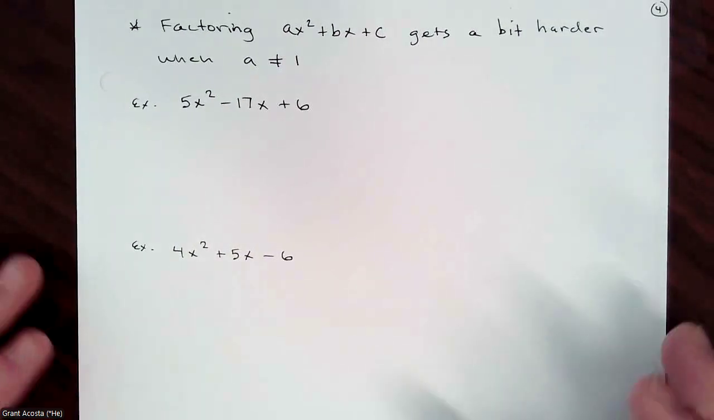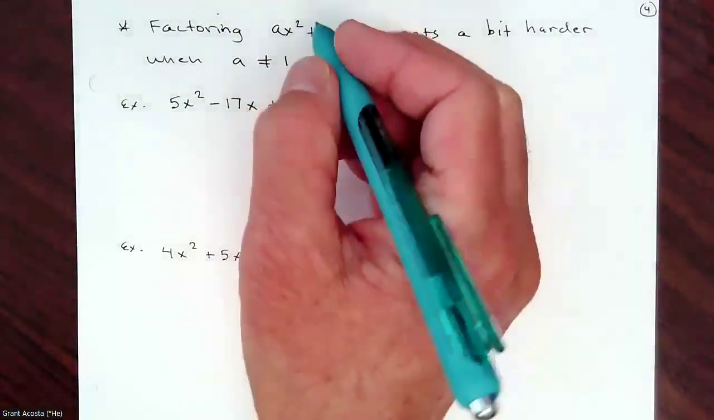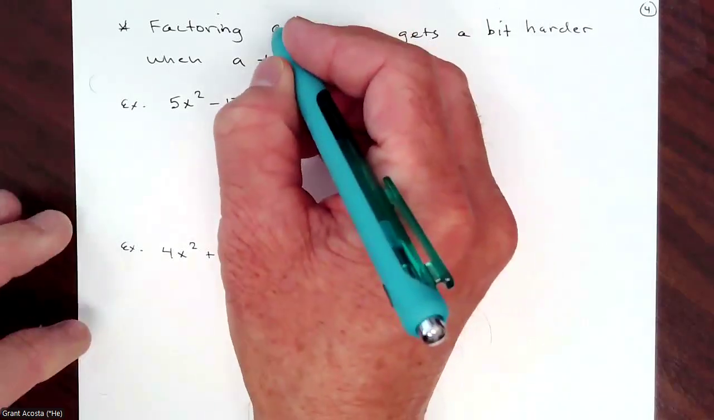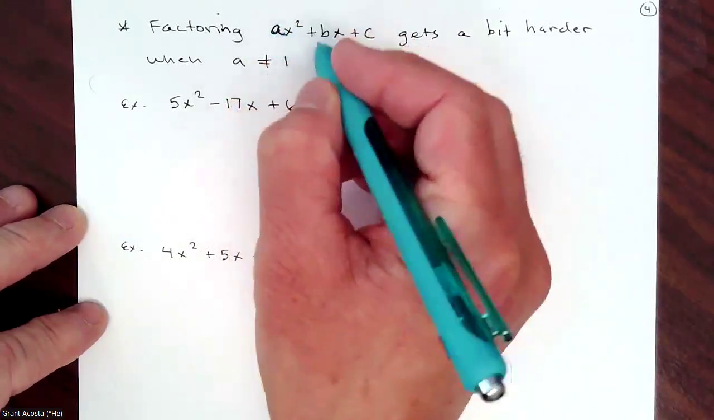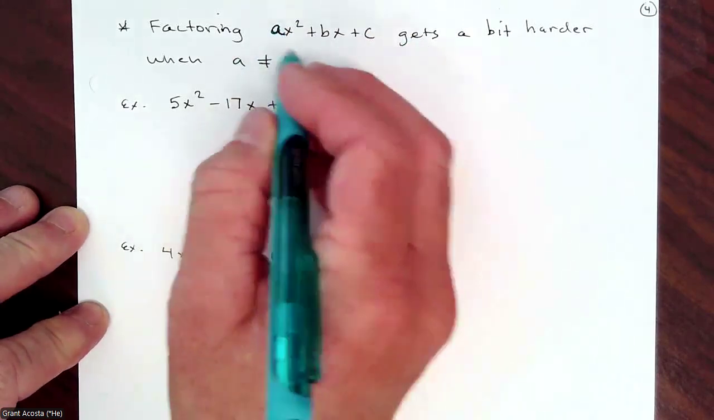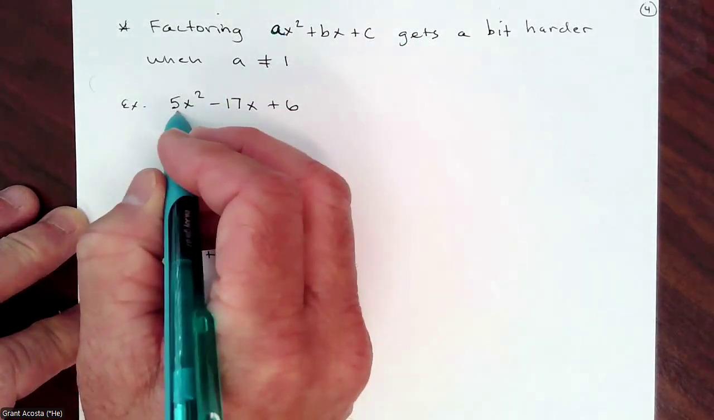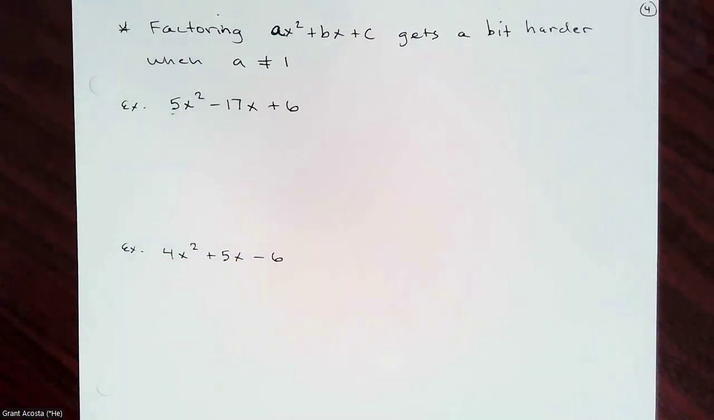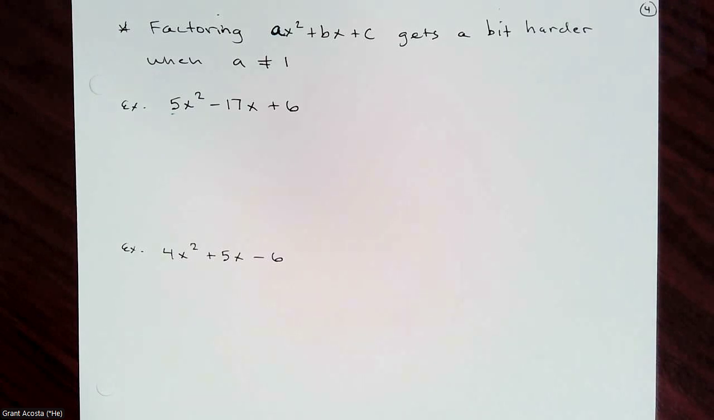Now, when we've been factoring things of the form x squared plus some number x plus c, but if you put a number in front, if I make it ax squared plus bx plus c, and a is not 1, in other words, your coefficient of x squared is not 1, some of you may remember that the factoring gets a little bit trickier.